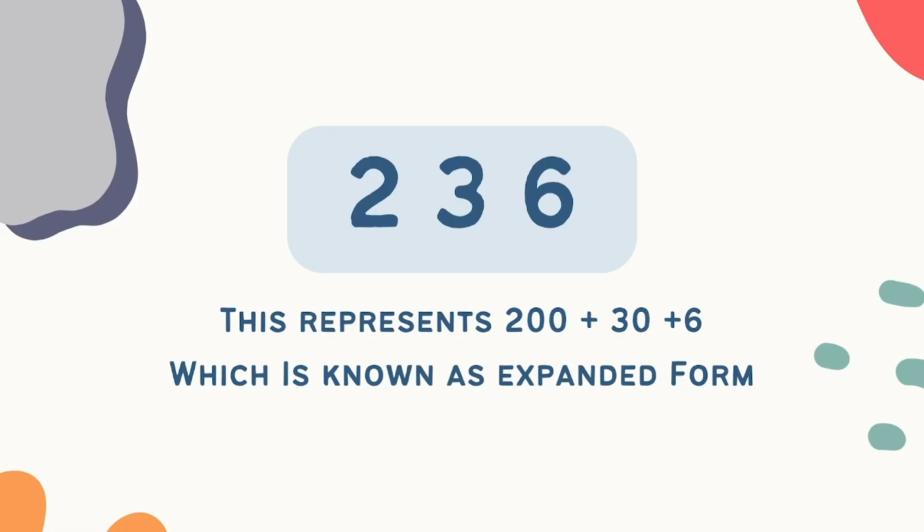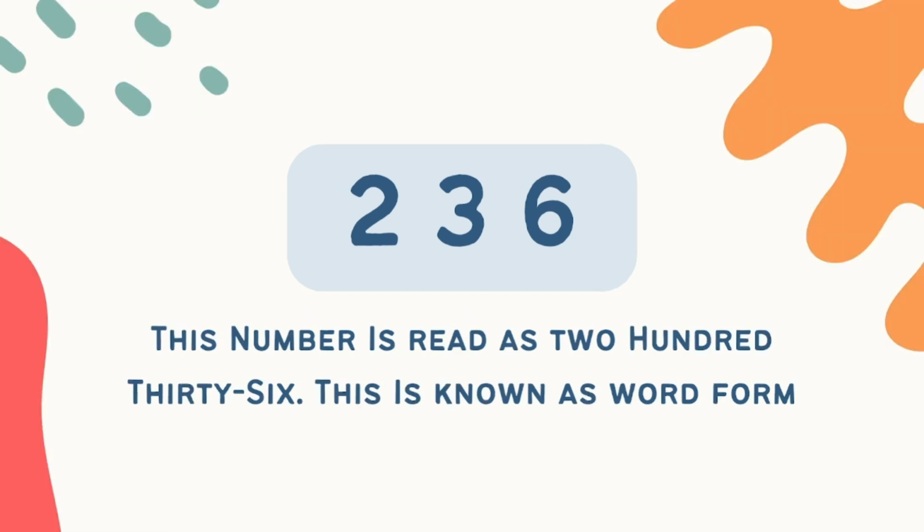And here you can see the same number, 236. This represents 200 plus 30 plus 6, which is known as expanded form. And this same number is read as two hundred thirty-six.